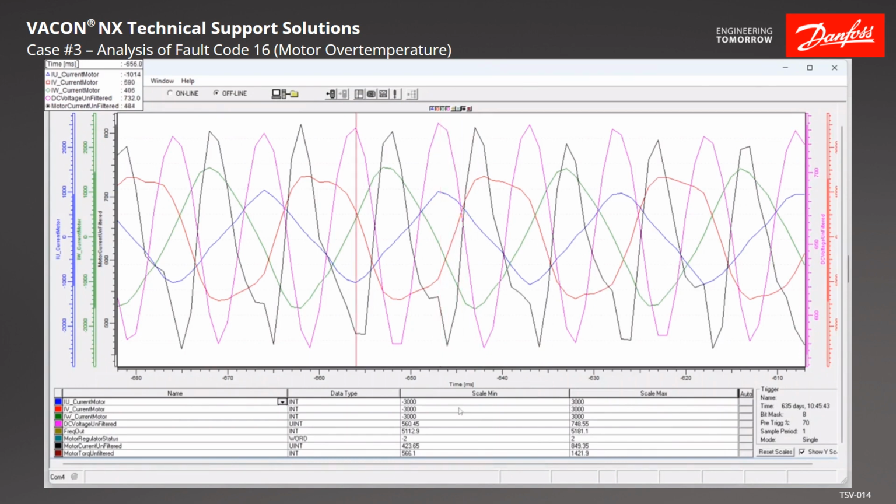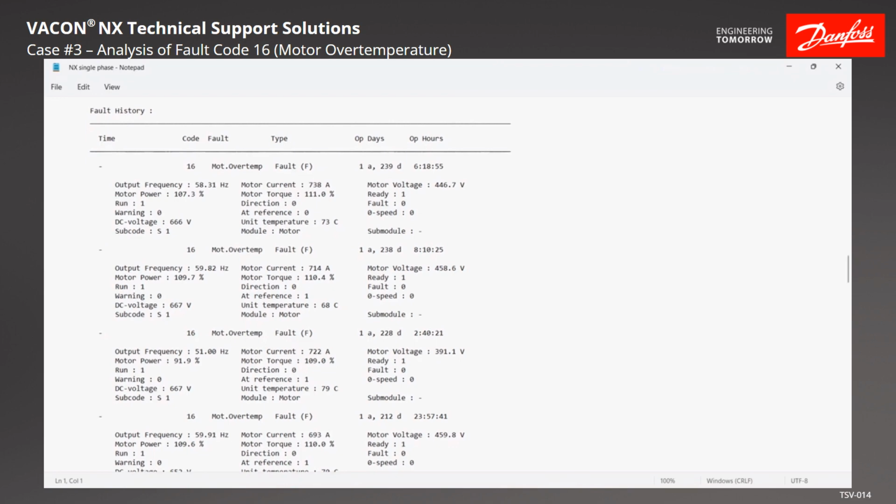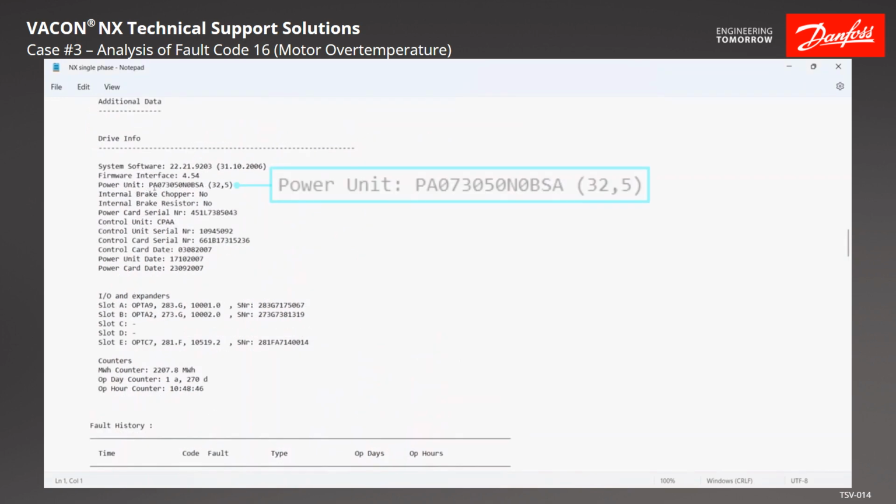Well, we can figure out that this is a normal 6-pulse drive. If we take a look at the service file, that is a PA power section, 730 amp, 500 volt. So this should be somewhat of a normal 6-pulse drive.